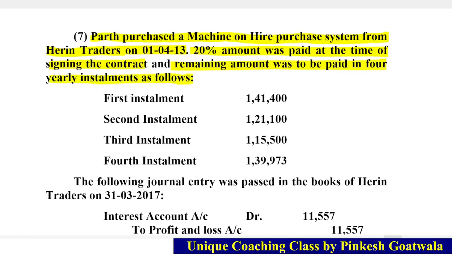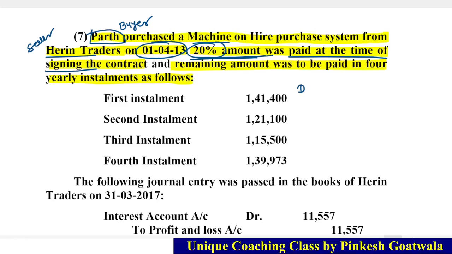Parth is the buyer and Heron Traders is the seller, and the machine was purchased on 1st April 13. And 20% amount was paid at the time of signing the contract. Okay, એટલે કે 20% એ શું કહેવાશે? Down payment કહેવાશે. So here they paid down payment how much? 20% amount. So indirectly you can say that down payment is equal to 20%.